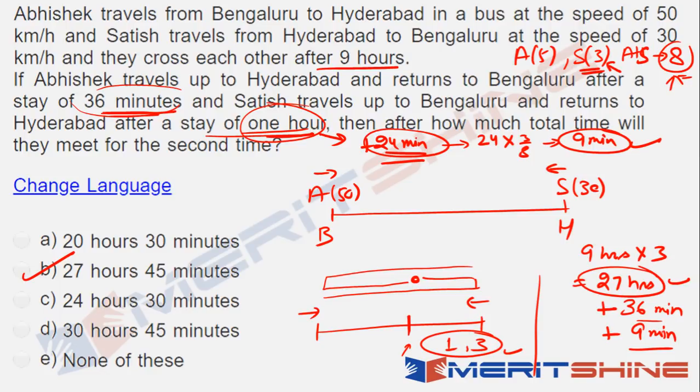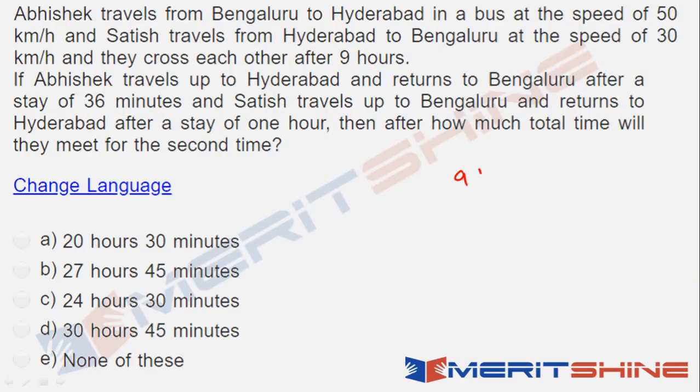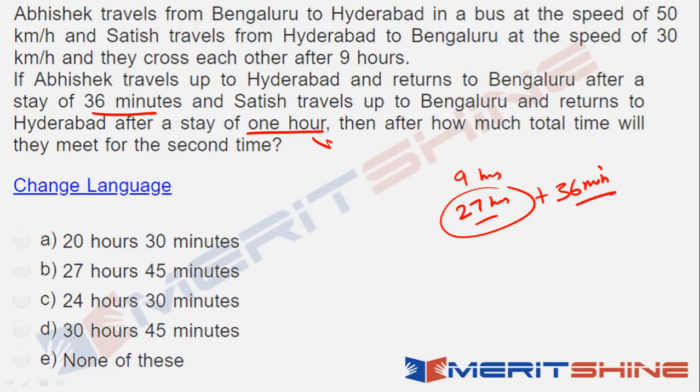First meeting 9 hours. I mean, if you just look at it like that. First meeting 9 hours. Third meeting 27 hours. This guy is late by 36 minutes. So 27 hours plus 36 minutes. Fine. But both are not late by 36. This is late by another 24 minutes.